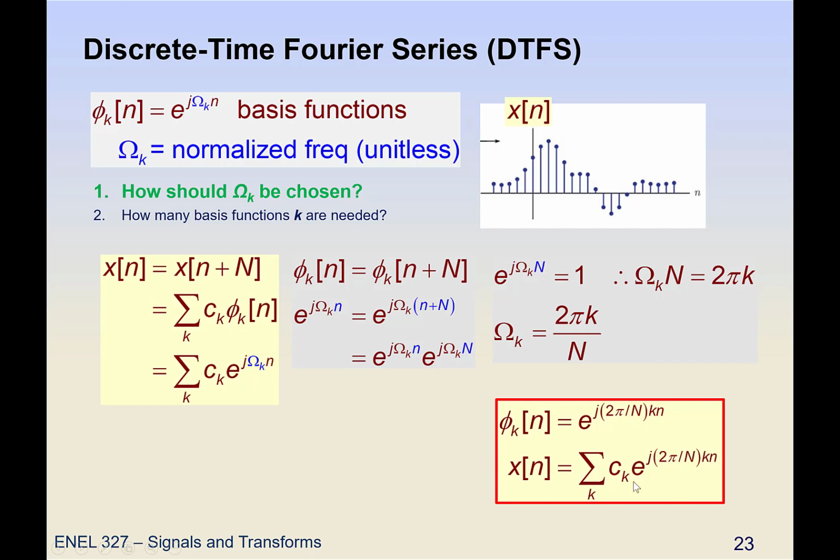And so this gives us the discrete time Fourier series representation of our discrete signal x of n. So note that there is a k in here and there is an n in here. n is the analogy of time, k is the analogy of frequency.